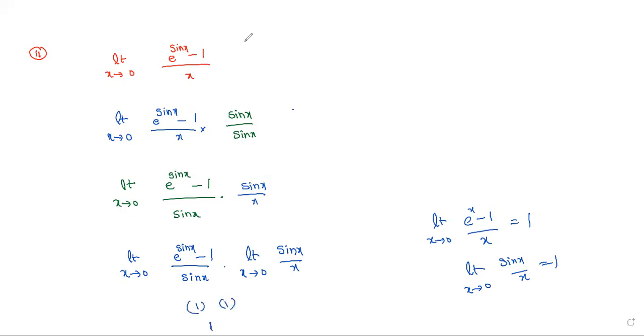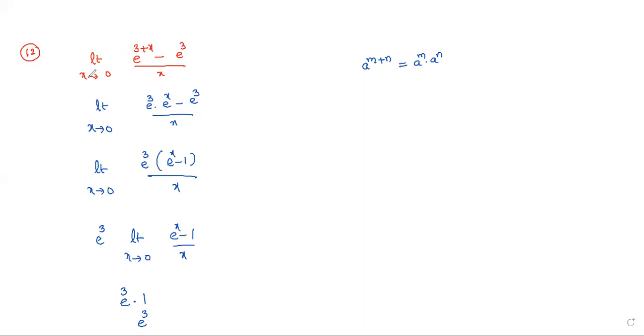Right, now. Limit x tends to 0, e power 3 plus x minus e power 3 by x. This is the formula: a power m plus n is equal to a power m into a power n. So e power 3 into e power x minus e power 3 by x. So e power 3 is common, e power x minus 1 by x. So e power 3 is a constant, write it outside.